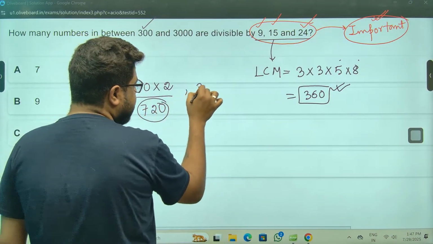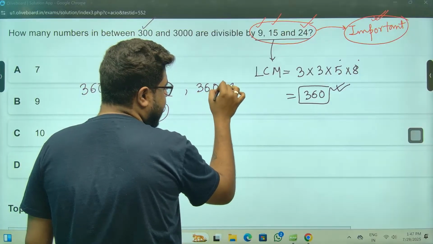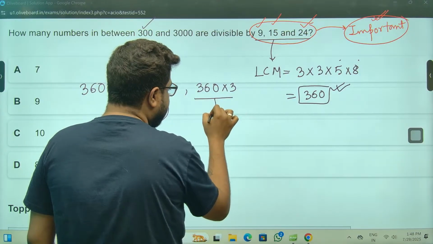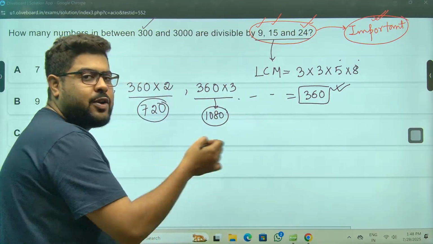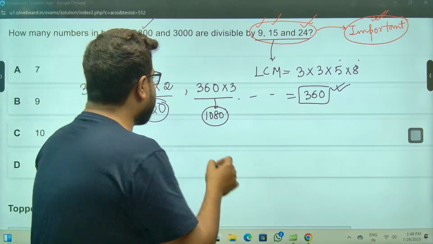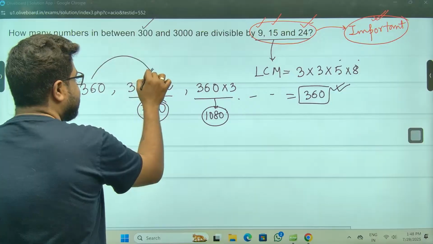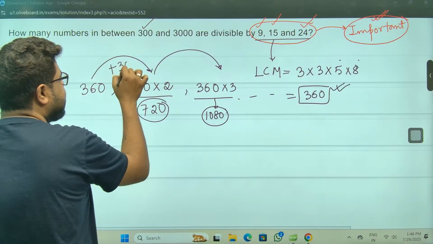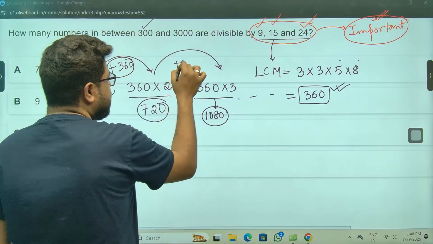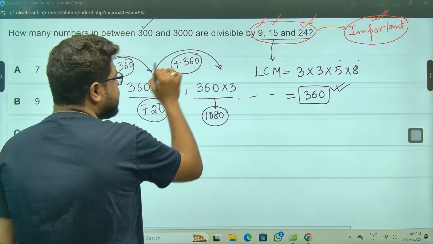Then, sir, 360 times 3, meaning I added 6 more, meaning 1080. And it will go on. Now you can see this is an AP, sir. This is an AP series increasing by how much? Increasing by 360 each. Meaning the common difference is 360 here.